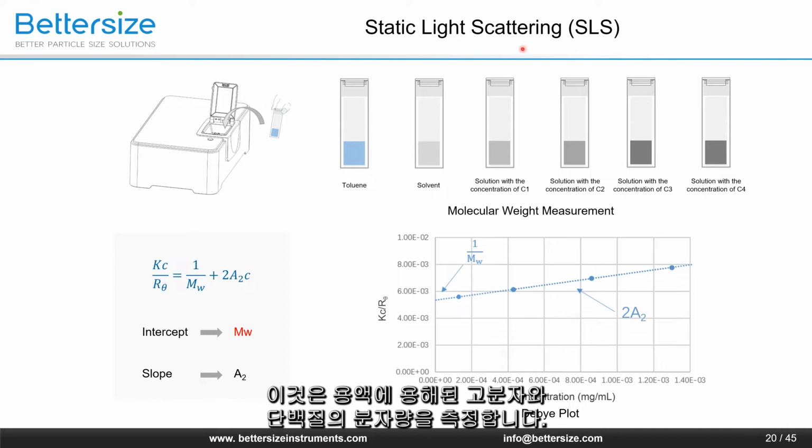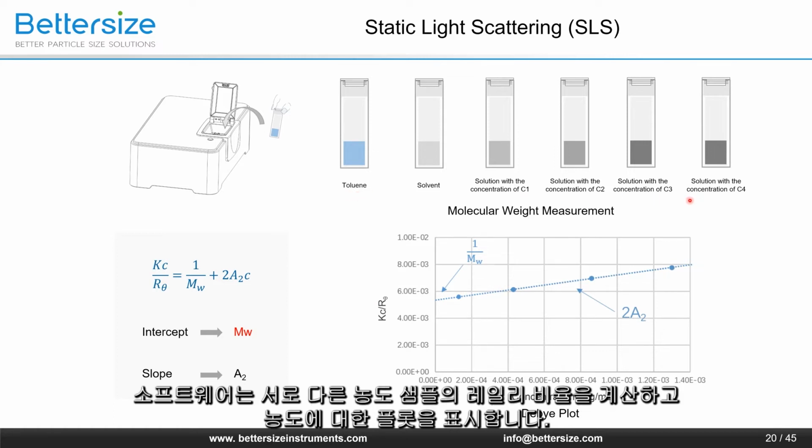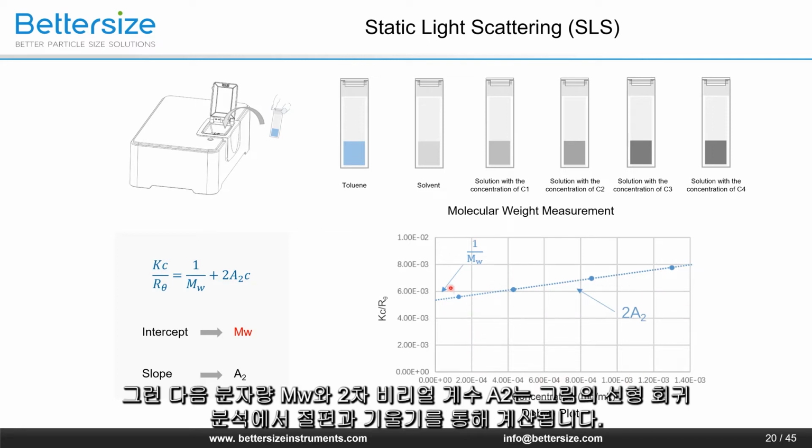It measures the molecular weight of macromolecules and proteins dissolved in solutions. During the measurements, the instrument detects scattering intensity of particles in solutions at different concentrations. The software computes the Rayleigh ratios of samples at different concentrations and plots them against the concentration into a Debye plot. The molecular weight MW and the second virial coefficient A2 are then calculated through the intercept and slope from the linear regression of the Debye plot.